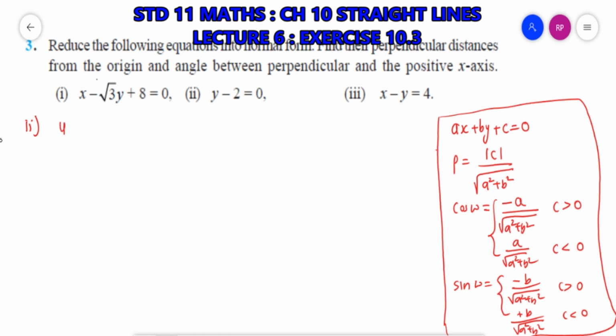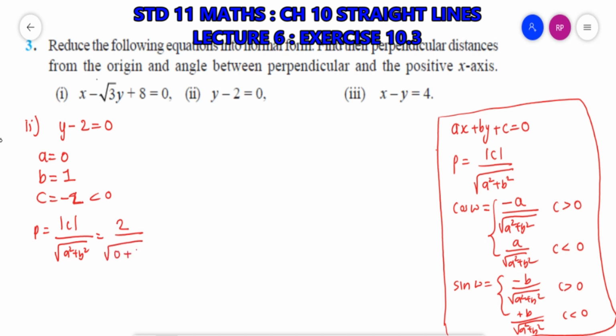Second, y minus 2 equal to 0. So here, clear cut, there is no x term, so the coefficient of x is equal to 0, b the coefficient of y is 1, and c is minus 2, that is less than 0. Okay, so the perpendicular distance is modulus of c upon under root of a square plus b square. So modulus of minus 2 upon under root of 0 plus 1 square, so that will be equal to 2. Cos omega will be equal to a upon under root of a square plus b square, a is 0, so it will be 0.